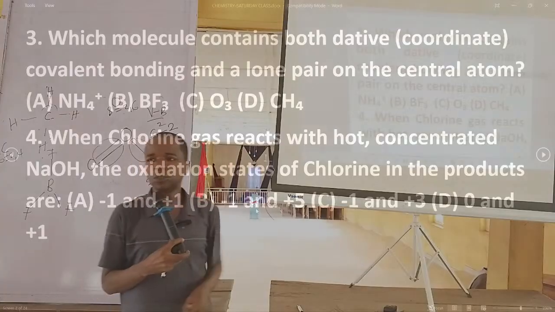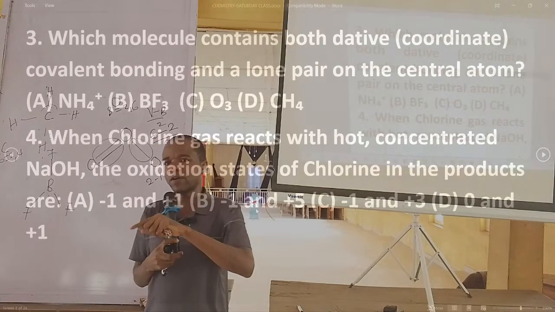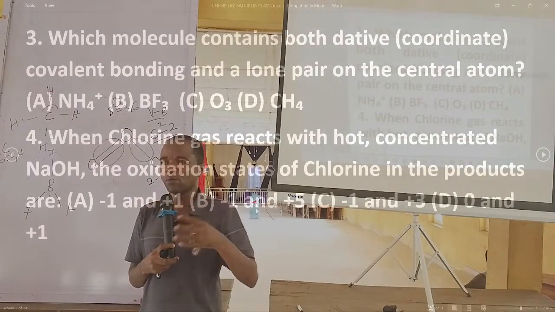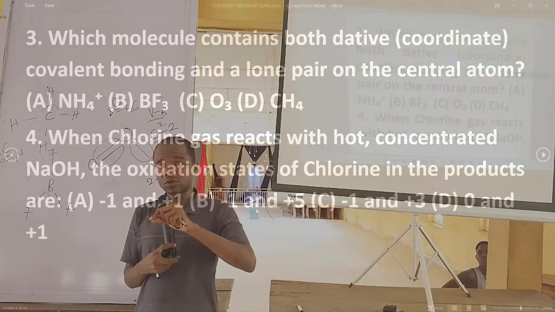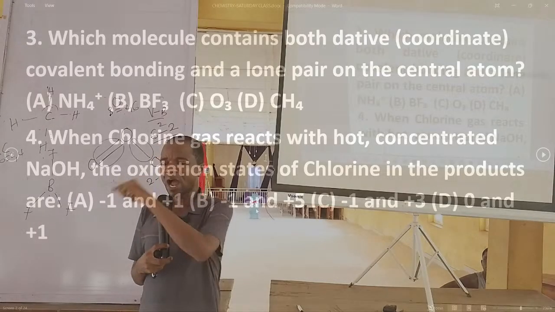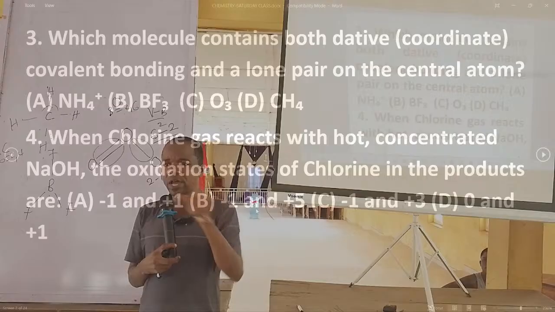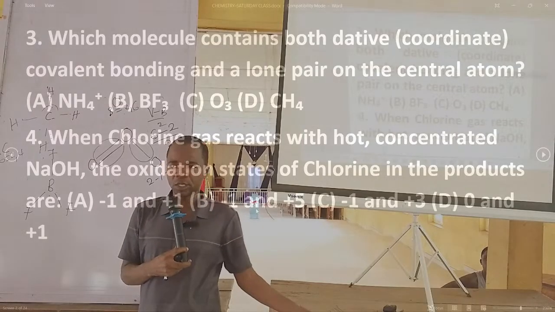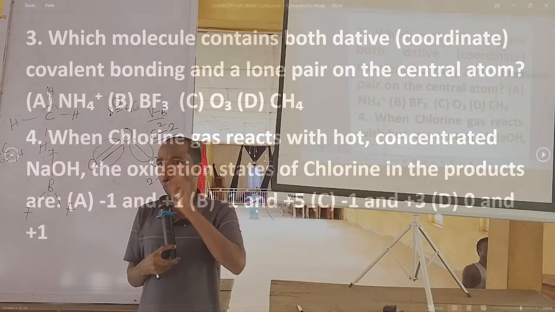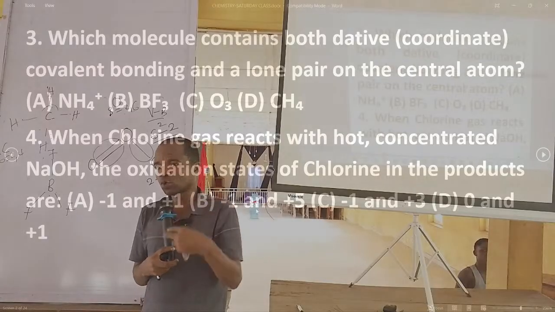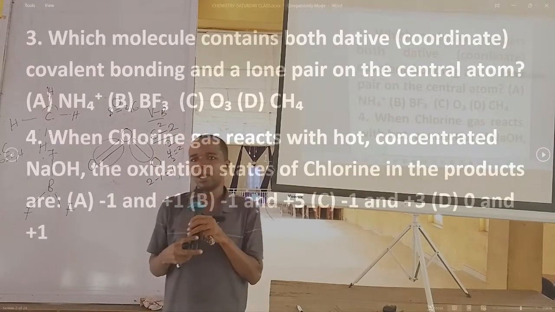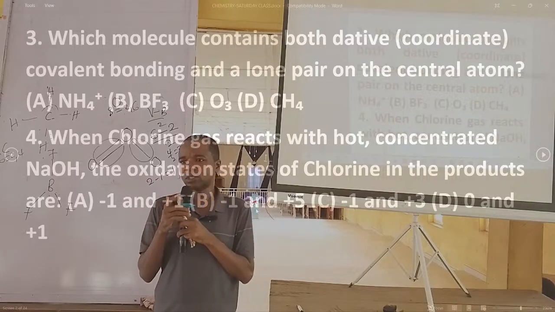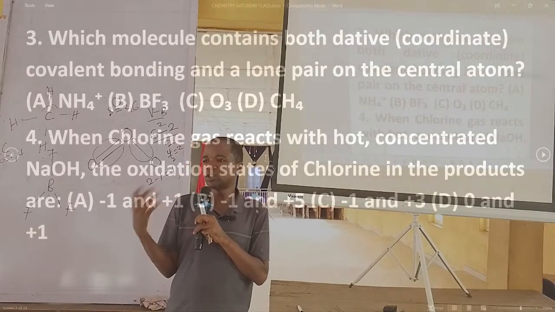And before I leave this question, you must know the difference between a dative bond and the normal covalent bond. In a normal covalent bond, the electrons that are shared are equally contributed by the 2 or more participating atoms. Whereas in a dative bond, only one of the participating atoms actually contributes the electrons that are shared. And there are several examples of compounds that possess dative bonds.